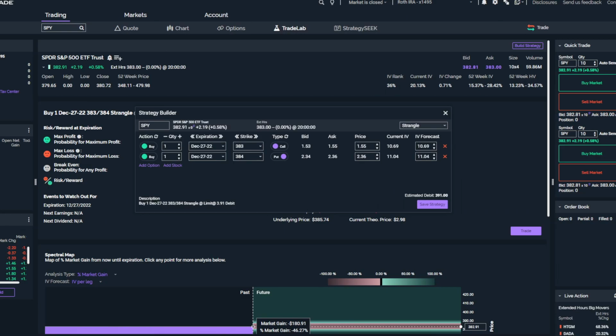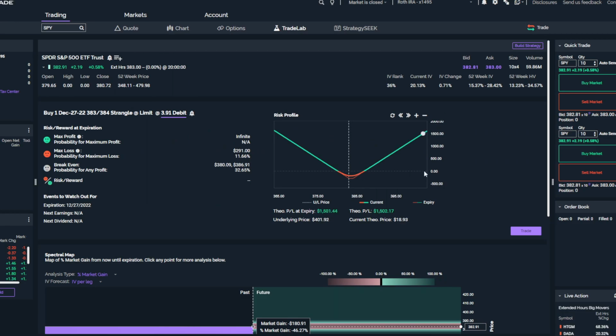Real quick, what a strangle is, is whenever you're buying a call and you're buying a put at the same time. Generally speaking, you do it with the same expiration and you do it at different strikes, right? So if you're doing an at-the-money call and an at-the-money put, in this case, you would have a 383 call and a 384 put. The reason why you would want to do a strangle, if you look here, you can see that if price moves hard in either direction, the strangle becomes profitable.